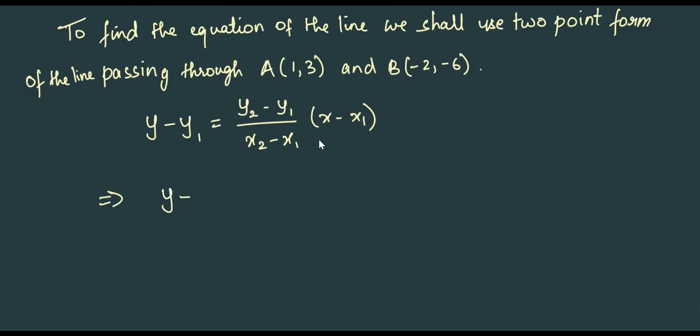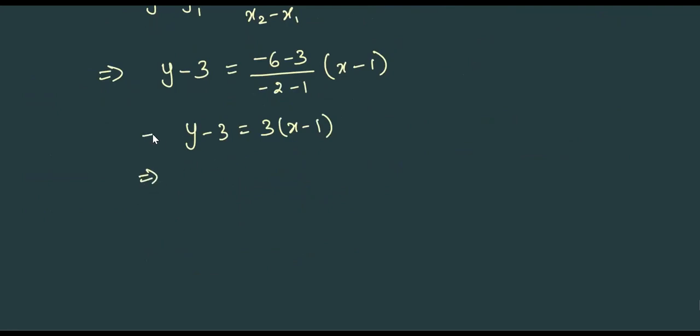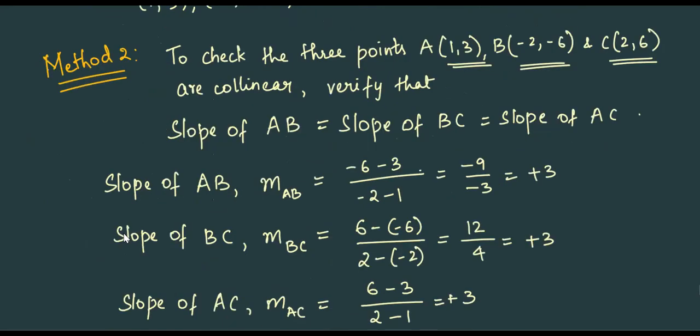So we get y minus y1, which is y minus 3, equals the slope, which we already have calculated, (minus 6 minus 3) upon (minus 2 minus 1), times (x minus 1). So we get y minus 3 is equal to 3 into (x minus 1). This is the equation of the line. We can simplify further. The right-hand side becomes 3x minus 3, so the minus 3 on both sides cancels, and we have 3x minus y equal to 0. Okay, this is method 2.